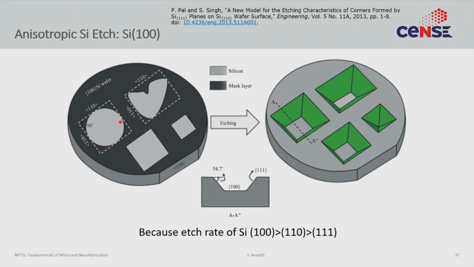So it doesn't really matter whether you made a circle or a square or some arbitrary shape. In all cases you will actually etch these rectangular looking features on the 100 wafer, right? So mask design matters. It doesn't really matter what sort of mask you have, you always get these rectangular features. And if the size is very small, then of course you get self-limiting etching where you don't have any exposed 100. Okay.